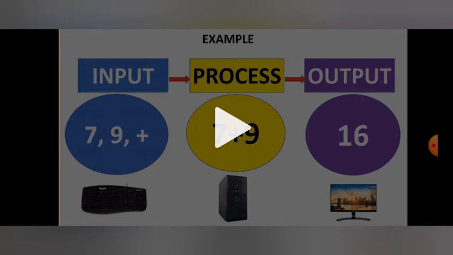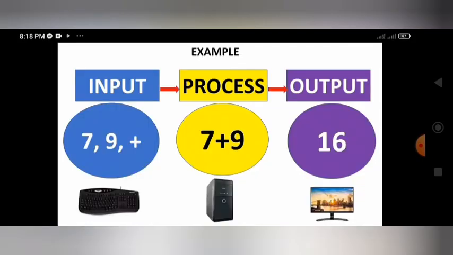Let's have an example. Using the keyboard, input the number 7, 9, and the plus sign. The CPU will now process and store it in this computer memory, and after that, the sum of the numbers 7 and 9 will display in the computer monitor as an output.